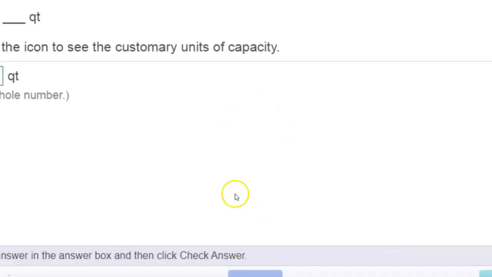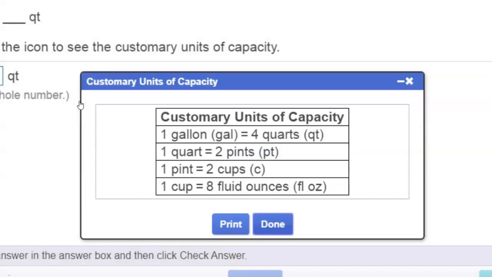Moving on to question 7. Convert the unit of capacity. Yay, no fractions this time. So I just need to know cups to quarts. Let me check my handy dandy table right here. And oh, well, I guess it wasn't that easy after all. It shows me quarts to pints, but not quarts straight to cups. So I'm going to have to kind of do a little math myself to figure out the equivalency.